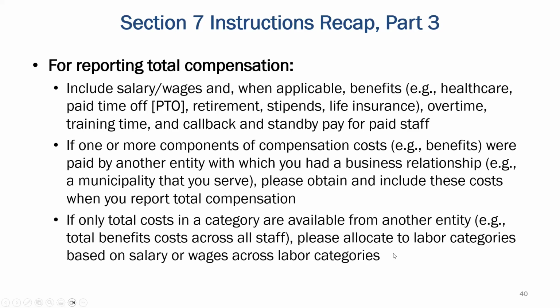It's important that if the total costs for a given category, say workers' comp insurance, are only available from another entity, if you only have one number from somewhere else that covers all of your staff, one approach is to allocate that one single amount to labor categories based on salary or wages or some other allocation approach.